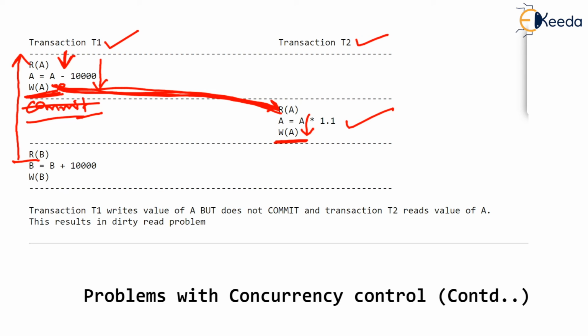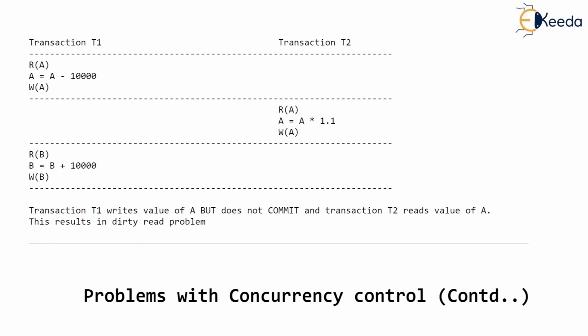Dirty read problem occurs if there is a back-to-back write and read operation on the same data item across two transactions. Isn't it so? So basically this is a WR conflict, write-read conflict, which occurs on the same data item, and the read operation follows the write operation. So we call this a dirty read.